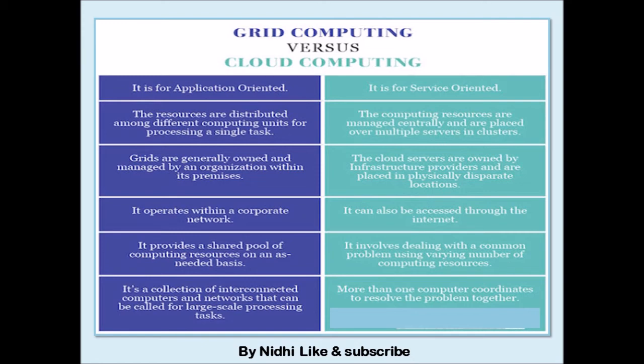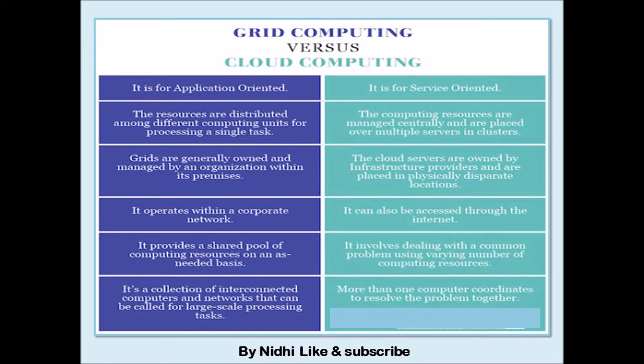So first is grid computing, it is application oriented, while cloud computing is service oriented. The resources are distributed among different computing units for processing a single task in grid, while the computing resources are managed centrally and are placed over multiple servers in case of cloud computing, that is known as clusters.